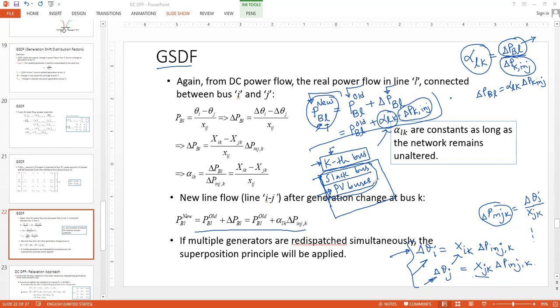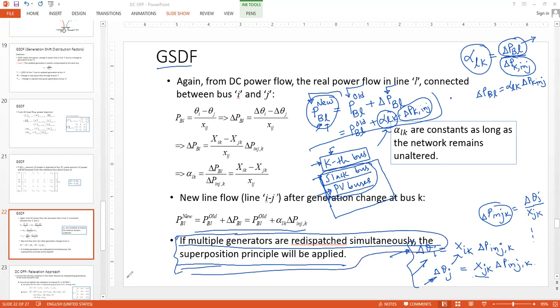If that is the case, then simply we will resort to the superposition principle. Specifically, we will see this in our example problem. So this is basically case number 2, if you want: instead of only the slack bus, the compensating generators will be all the remaining generator buses other than the initiator bus, or the kth bus, where the change in injection originally started.